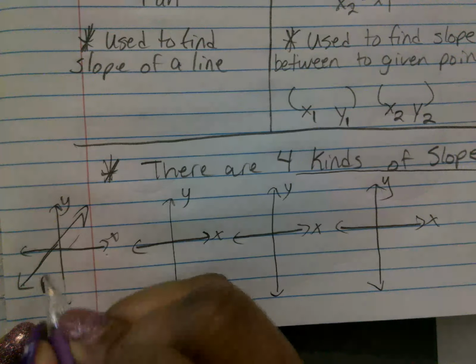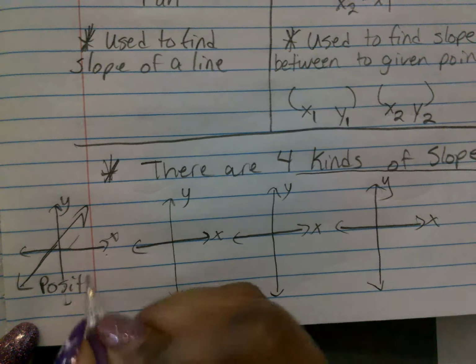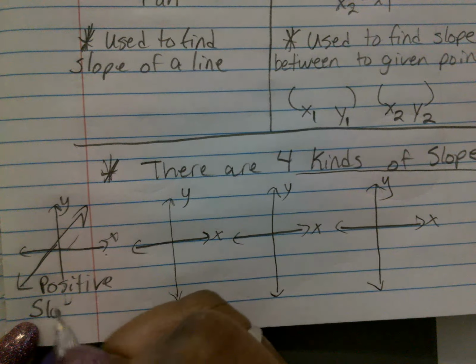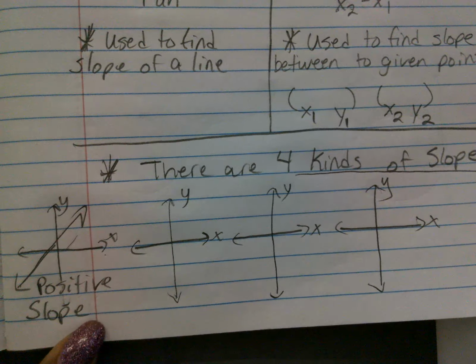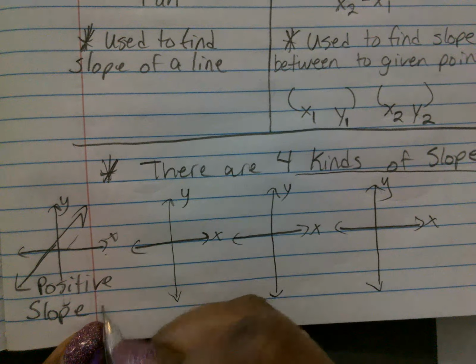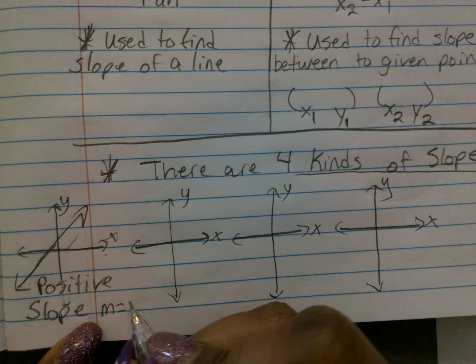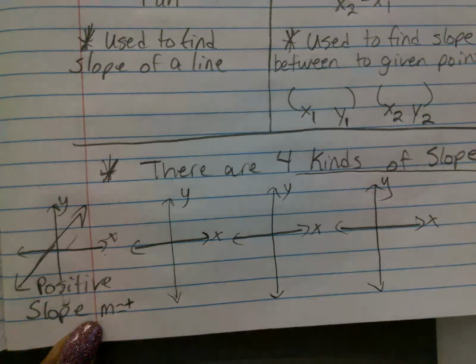This has a positive slope. The line is going up. So my slope, or my M, is going to be equal to a positive number, okay?